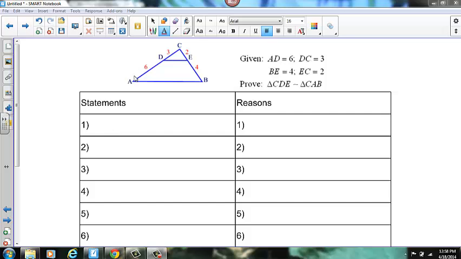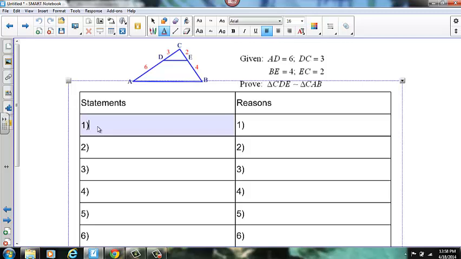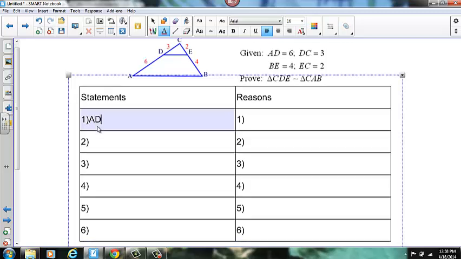So we are given two different triangles, triangle ABC and triangle DEC. We can set up a T-chart, a statements and reasons chart. The first statement is going to be AB equals 6, BC equals 3, DE equals 4, and EC equals 2. Now the reason for that is because it was given to us.